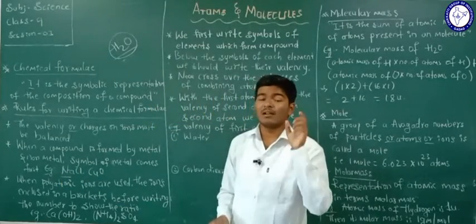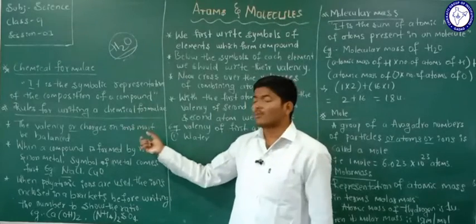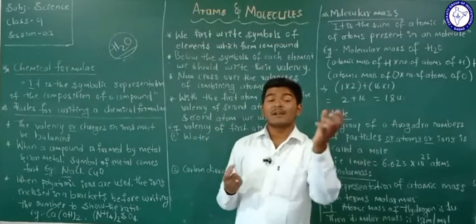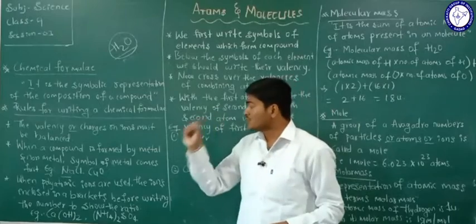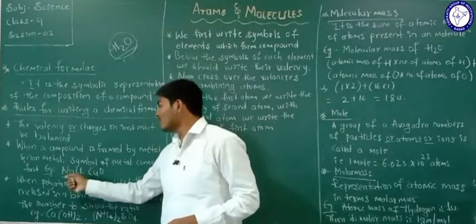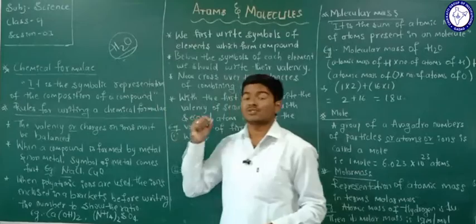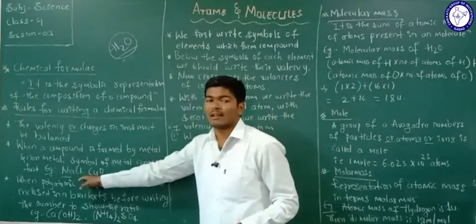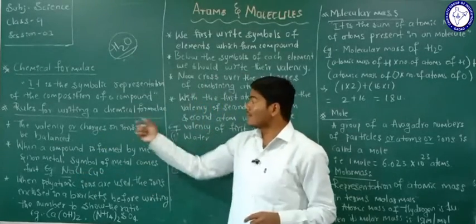We have to remember that when we are going to write the chemical formula of a compound which is made up of a metal and a non-metal, we should write the symbol of the metal first, and afterwards we should write the symbol of the non-metal. It is a rule of writing chemical formulae.